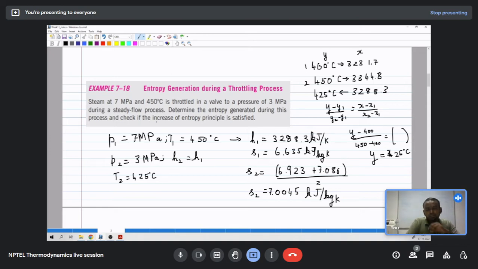So now we need to determine the entropy generated during this process and check if the increase of entropy principle is satisfied. So okay, I can calculate S2 minus S1. S2 minus S1 is 7.0045 minus, final entropy minus initial entropy. Initial entropy is 6.635. So this is 0.3695 kilojoule per kg Kelvin.